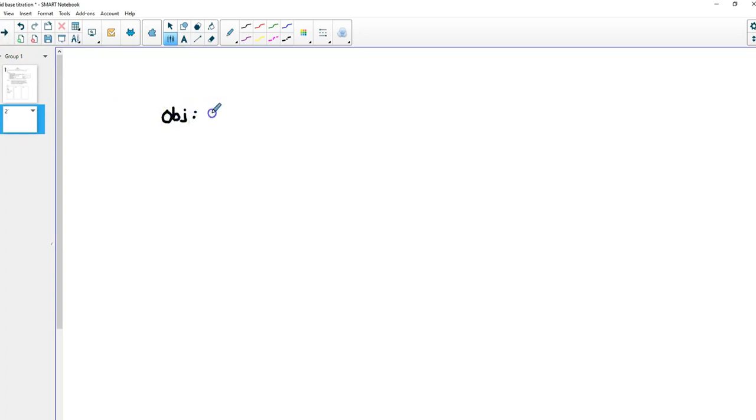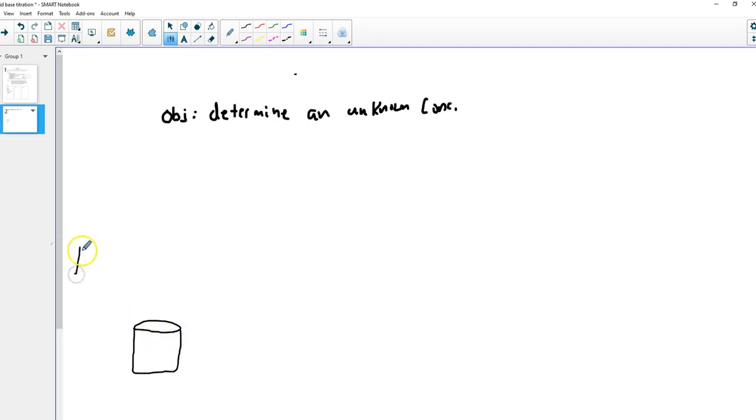Our objective is to determine an unknown concentration. So what does that mean? It means that there's going to be a beaker. You're going to take a sample of this. We have an unknown sample sitting on the shelf, in a bigger container. Maybe this would be a swimming pool or a lake or a stream. You would take a little test sample out of the larger sample, so you'd have a smaller amount.